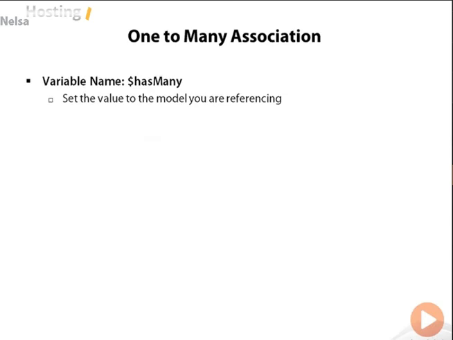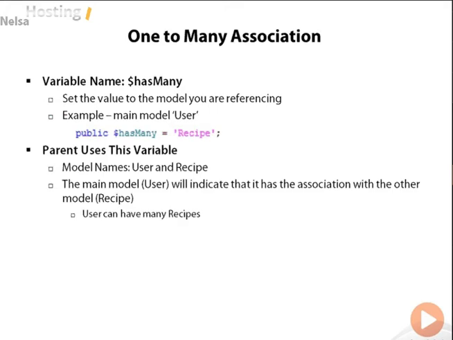The variable name that we will use is has-many, and the value that this variable will be set to is the model we are referencing. This is the exact same as the one-to-one association. So for example, if we were in a main model of user, we would use public, has-many, and then equal to recipe. For more clarification, we are in the parent model, and the parent model will use this variable.